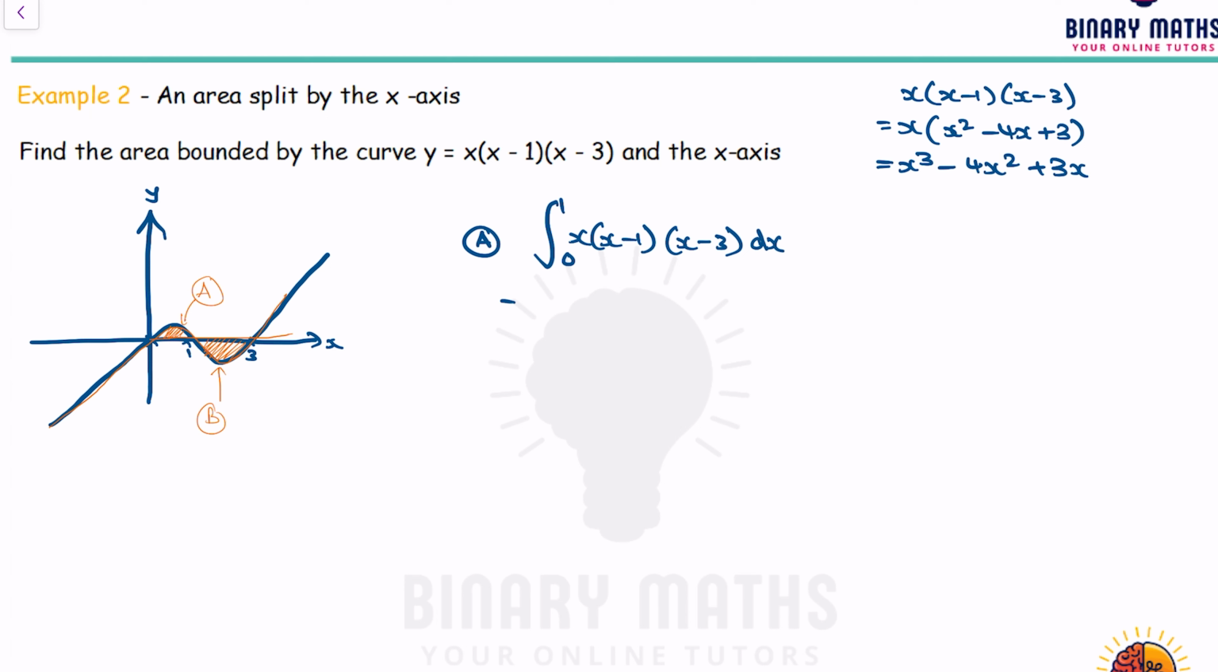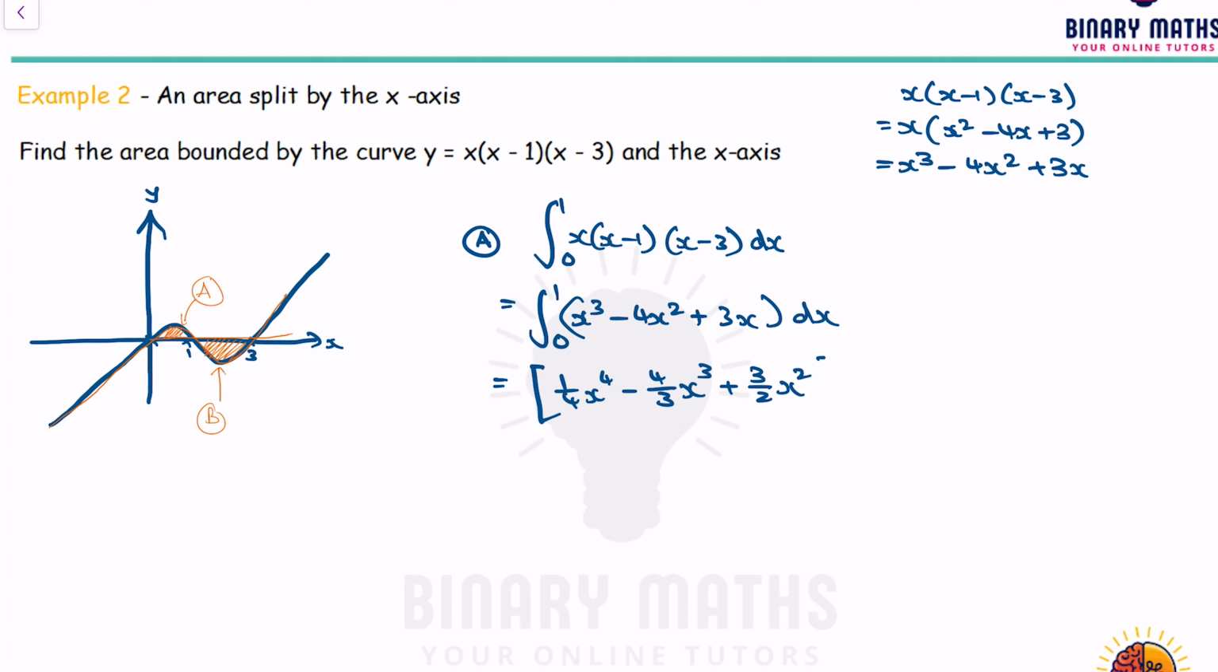So all we're doing is integrating between 1 and 0, x cubed minus 4x squared plus 3x dx. Now that we've got it in index form, I can integrate it. So I get a quarter x to the power of 4 minus 4 over 3 x to the power of 3 plus 3 over 2 x squared, between 1 and 0.